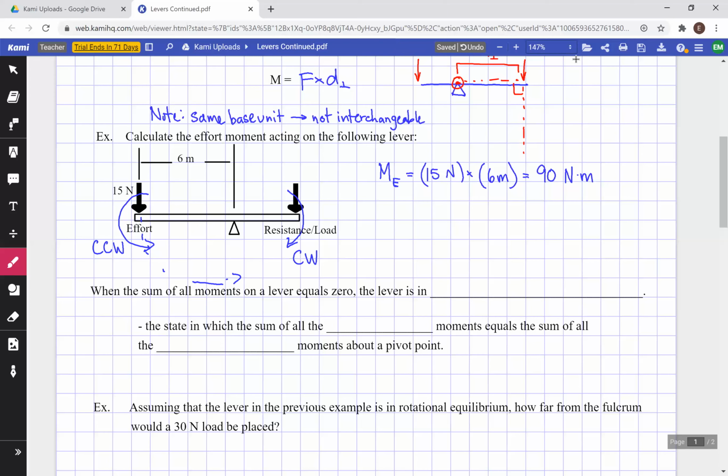Okay. Why is that important? Because when the counterclockwise moments and the clockwise moments are equal, then we say that the lever is in static equilibrium or rotational equilibrium. So when the sum of all the moments on a lever equals 0, the lever is in rotational equilibrium.